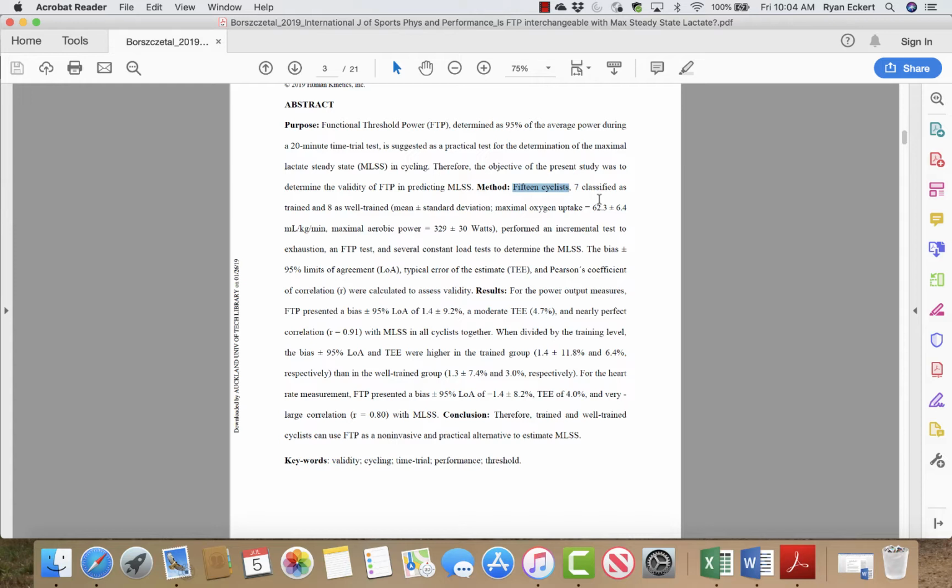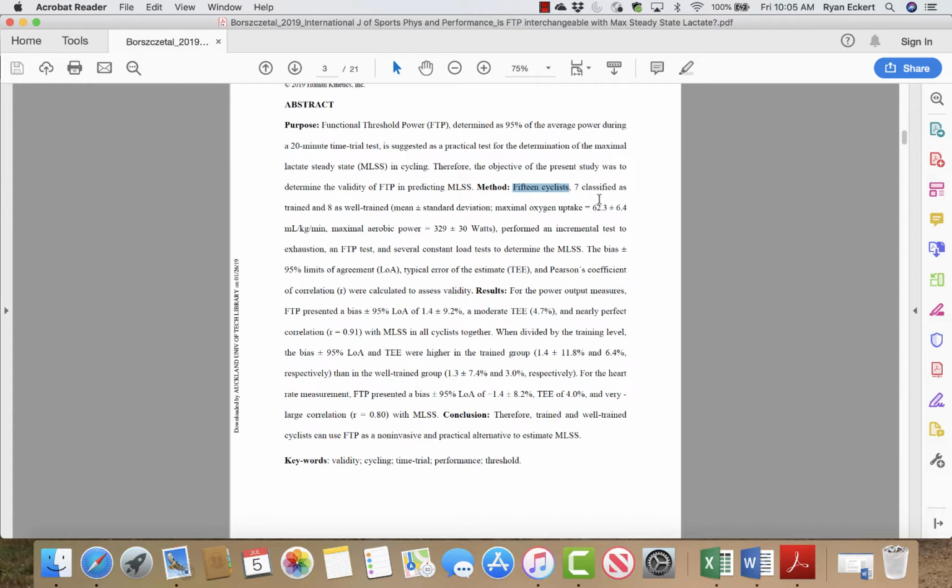And then, like I said, they also had them go through that 20-minute FTP test to help to estimate their threshold. And what they did was they wanted to see, is that estimated threshold that they got from the 20-minute test, is it lining up with what they're truly measuring in their blood?